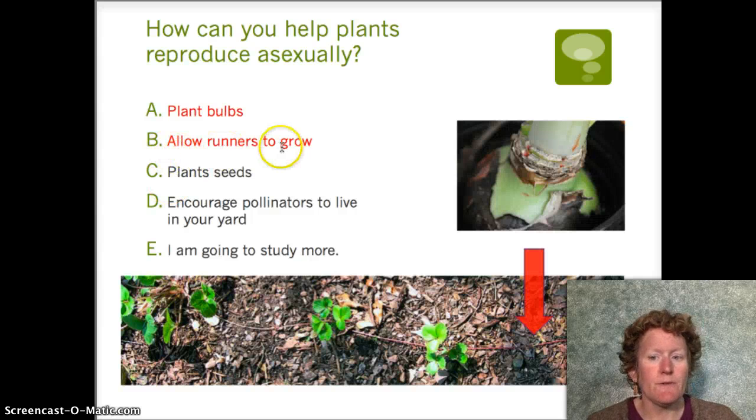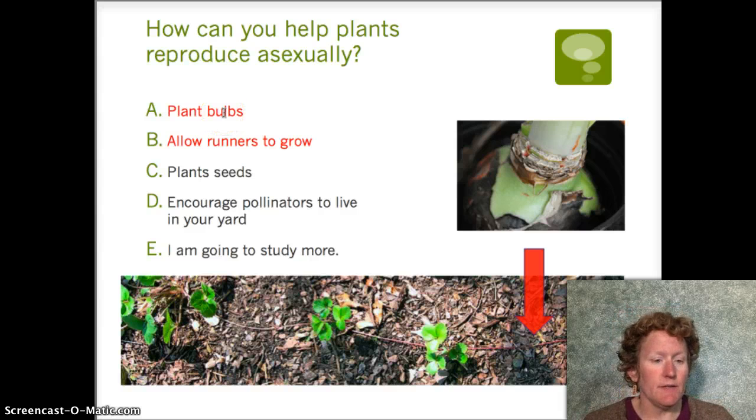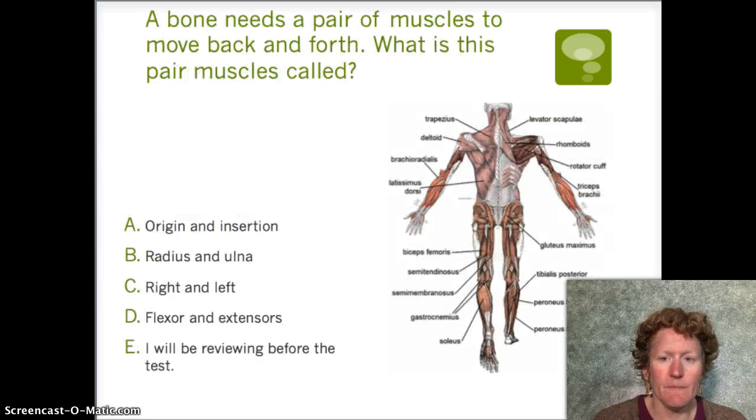So if you allow runners to grow, or you plant bulbs, such as onions, which are bulbs, or tulips, or garlic, those are ways that plants reproduce asexually, and you can reproduce those plants quite easily by planting the bulbs.